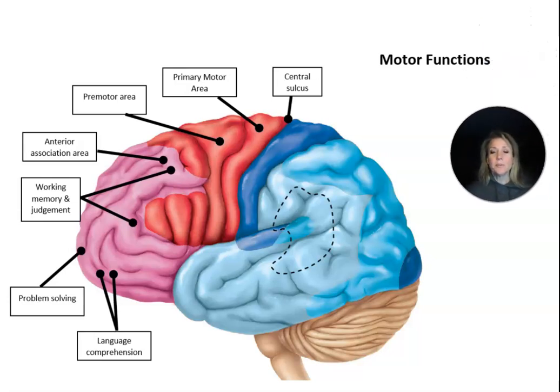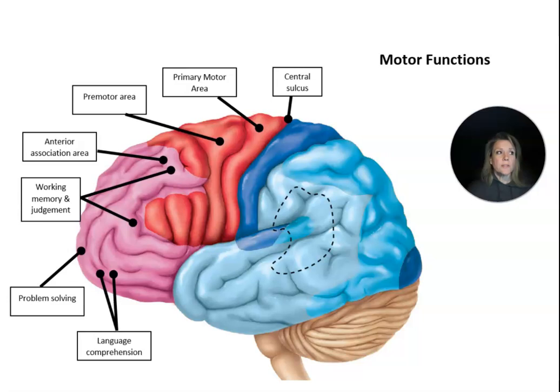Let's talk about the motor functions of the cerebrum. So once again, I want you to concentrate on the central sulcus and make sure that you're labeling all of the different parts of the cerebrum properly. This goes under slide 18 on your paper.